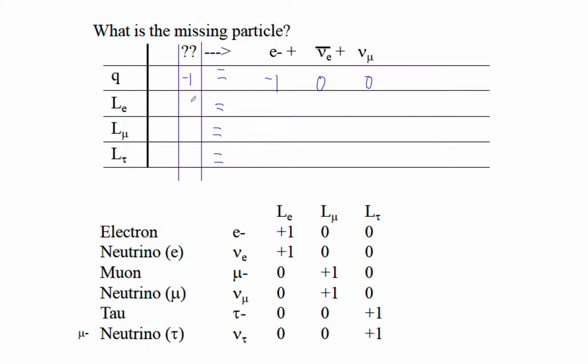Let's look at the electron number. On this side we have +1, -1, 0. So this guy will be 0. It's not an electron. It's not in the electron family that has 2 members.